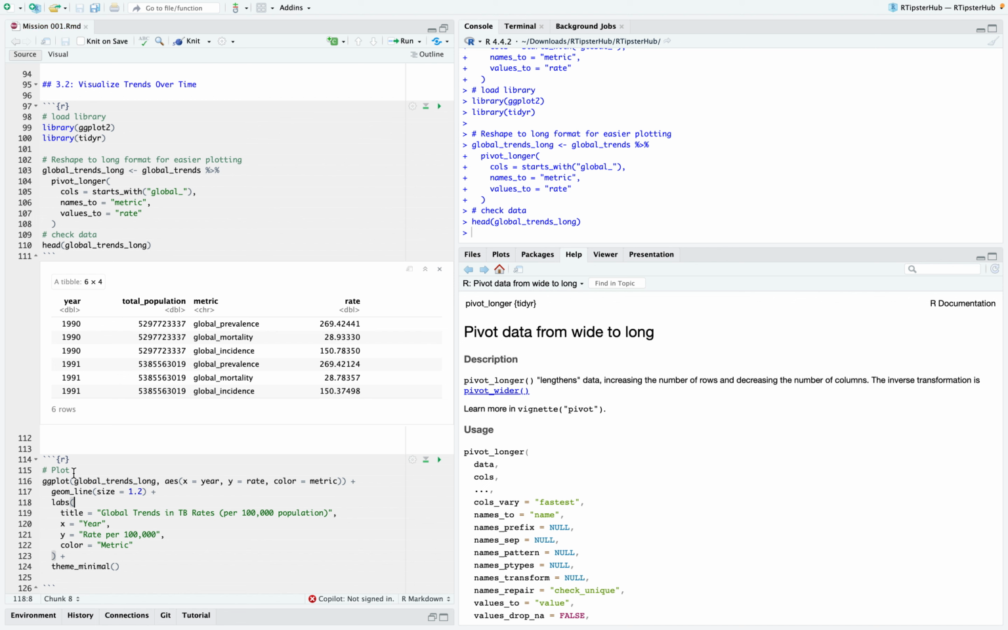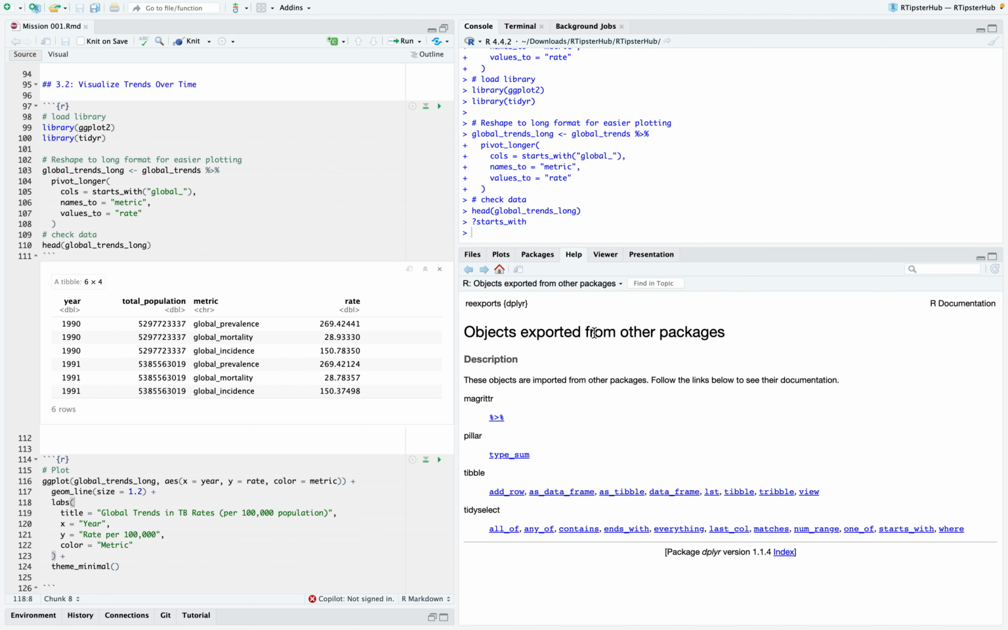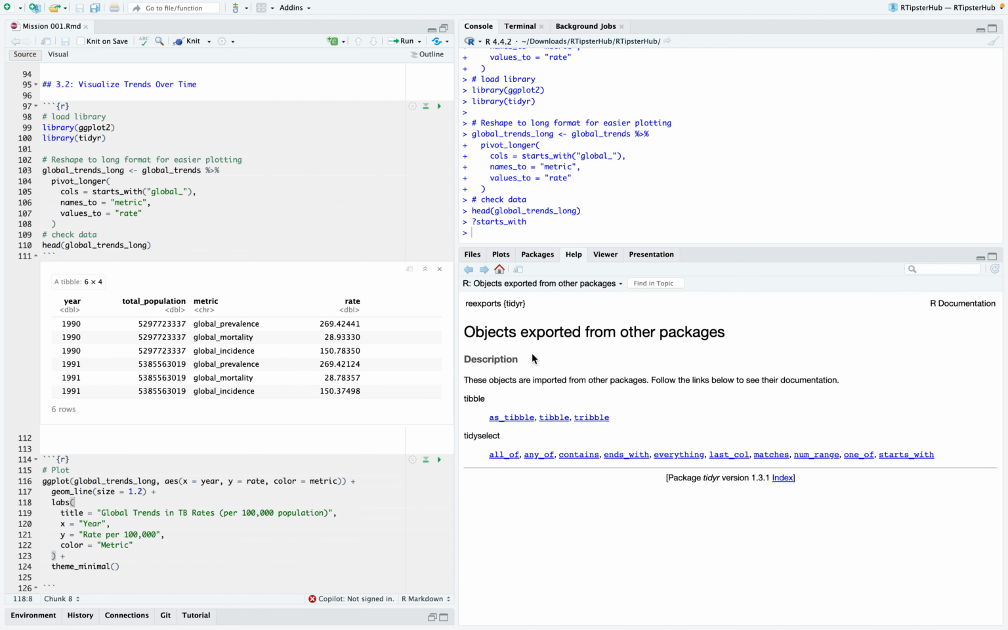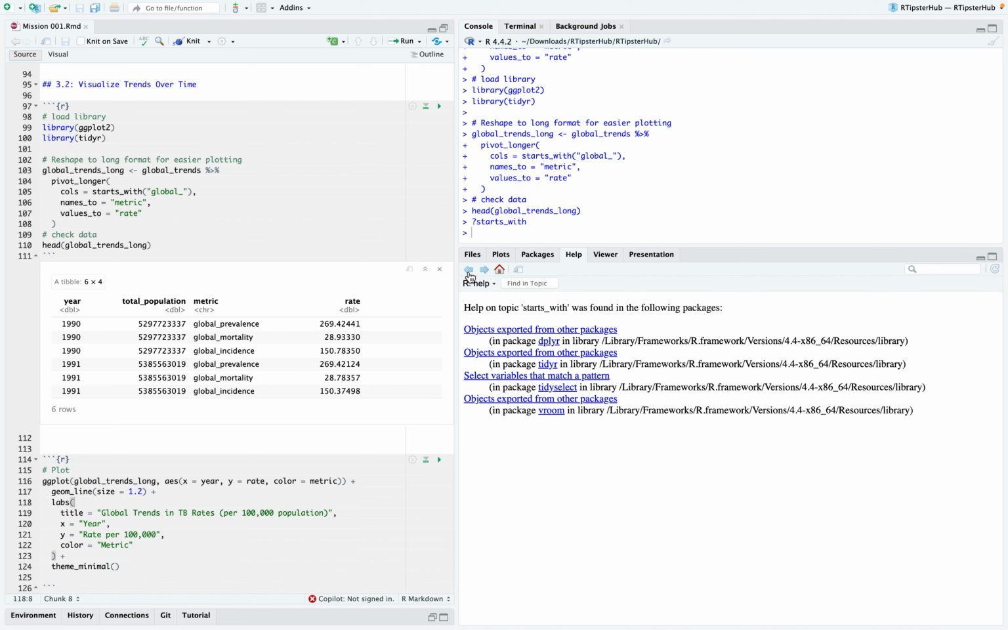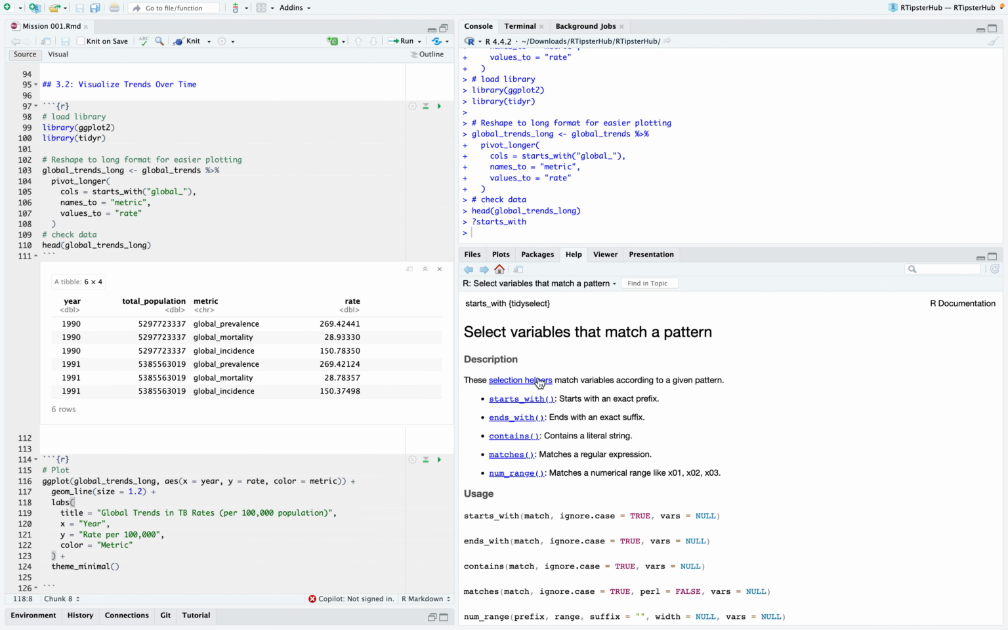Just to go back, so starts with, let's see what this starts with. This selection helps us match variables according to a given pattern. So starts with specifies columns that start with an exact prefix. In this case, the prefix was global underscore. So that's why we put starts with.